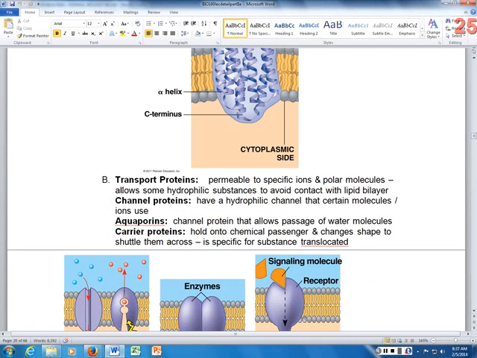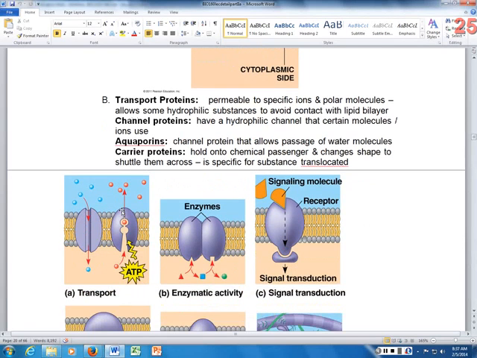Some things can swim and go on and off the island wherever they want. Some are going to have to take the bridge. So the channel proteins are going to have a hydrophilic channel that certain ions will use. The aquaporins are specific to water going in and out. And then you've got carrier proteins that actually change the passenger as it goes through. So it comes in one way, and during the ride it gets changed and exits another way.